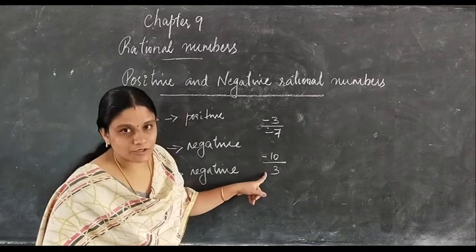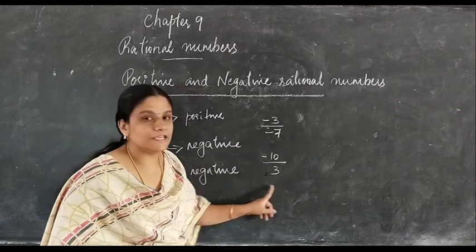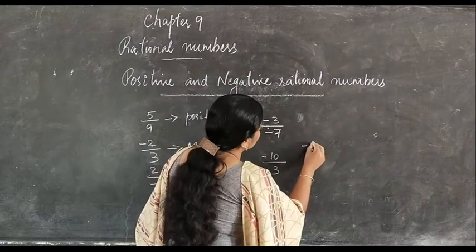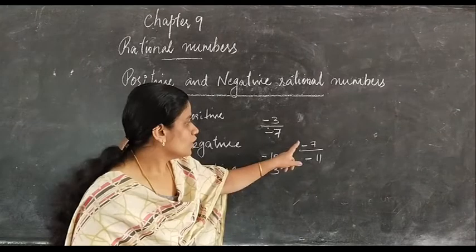So negative and positive will make negative. Yes or no? So it is a negative rational number. Clear? Now the next one: negative 7 by negative 11.